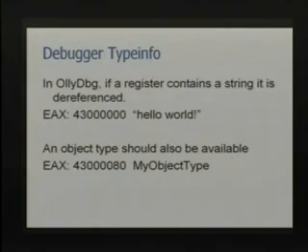Something else that is crucial that needs to happen is debugger type info. So I'm sure lots of you used Ollie debug. Let's say a register like this EAX, and it's pointing to a string. It's automatically going to dereference the pointer and see if it's a string. If it is a string, it prints it out. So why isn't it doing it for other types of objects? It's only doing it for the string types.